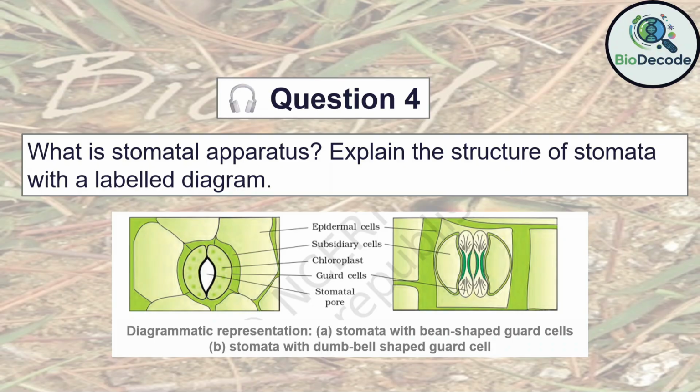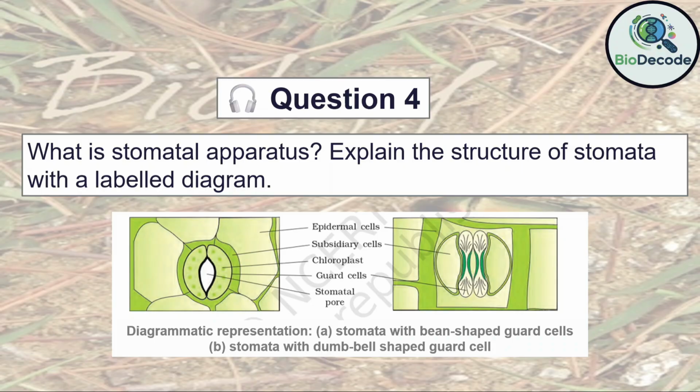Sometimes a few surrounding epidermal cells become specialized in shape and size and are called subsidiary cells. The stomatal apparatus thus includes the stomatal pore, guard cells, and subsidiary cells. The diagram of a stomatal apparatus shows two kidney-shaped guard cells enclosing a central pore. In grasses, guard cells appear dumbbell-shaped. Chloroplasts are visible inside the guard cells. The surrounding epidermal cells include subsidiary cells that support the guard cells in their function.